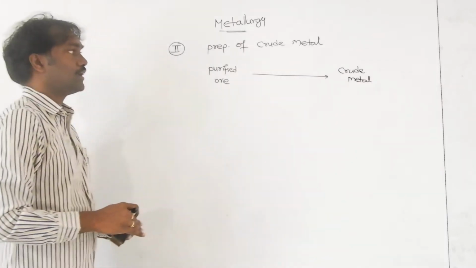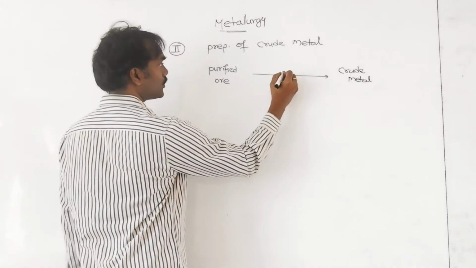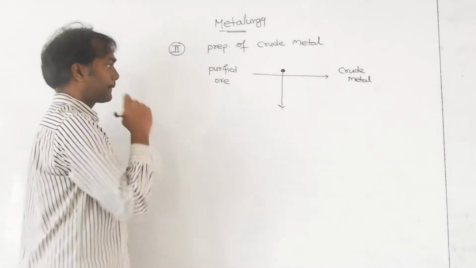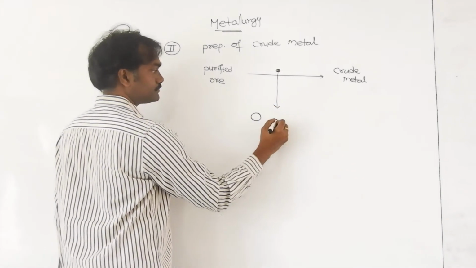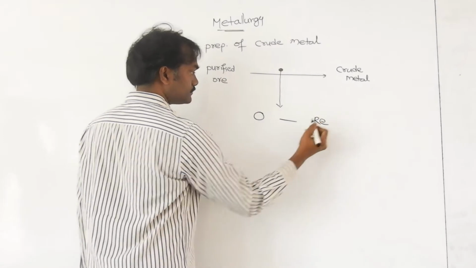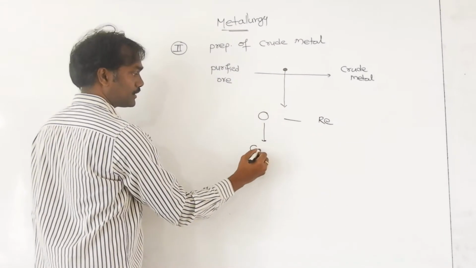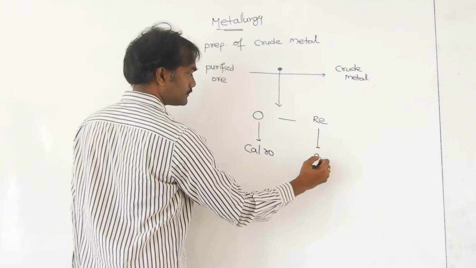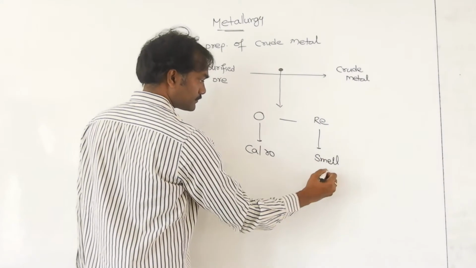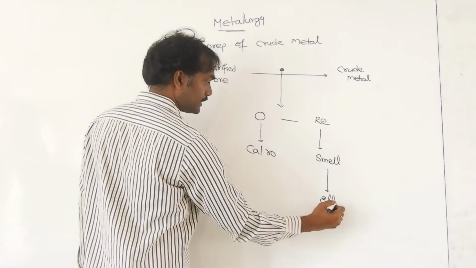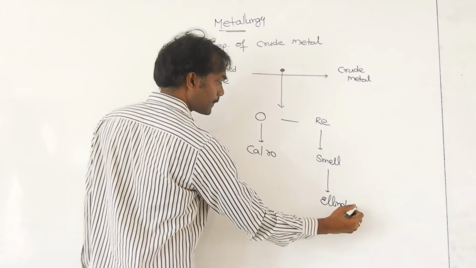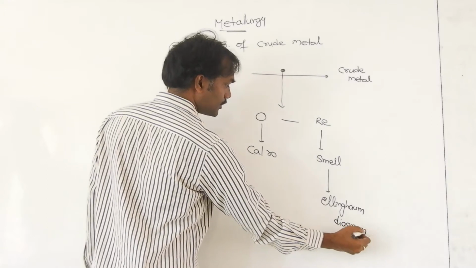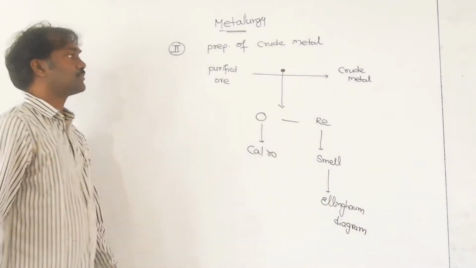Here, what is the shortcut we have given? Ore, calcination, roasting, smelting, and the Ellingham diagram. So this is the total second process.